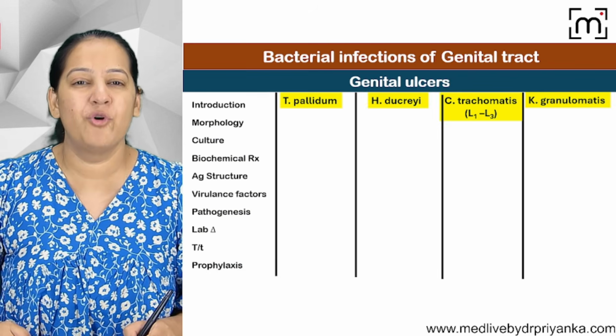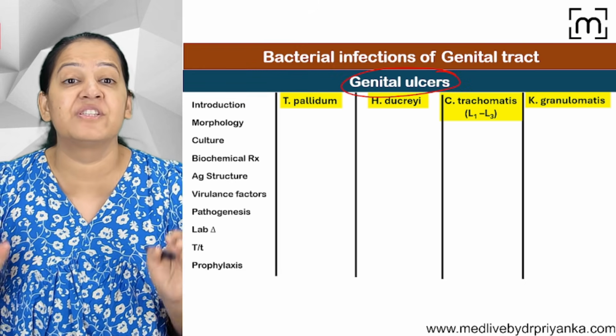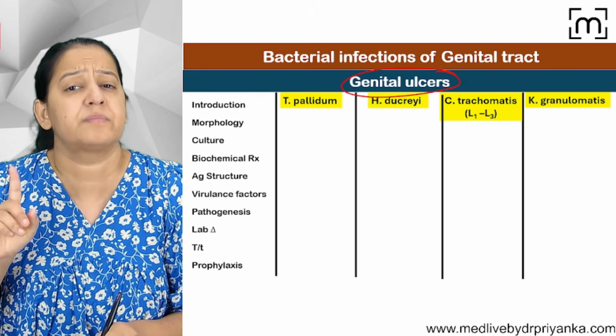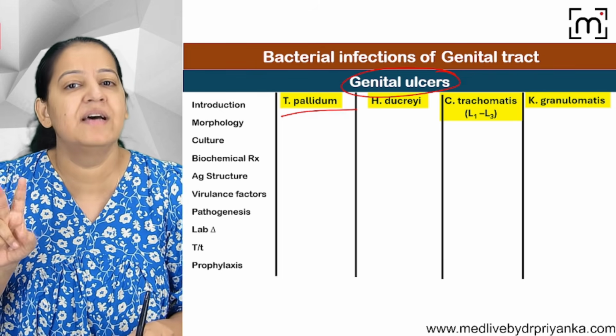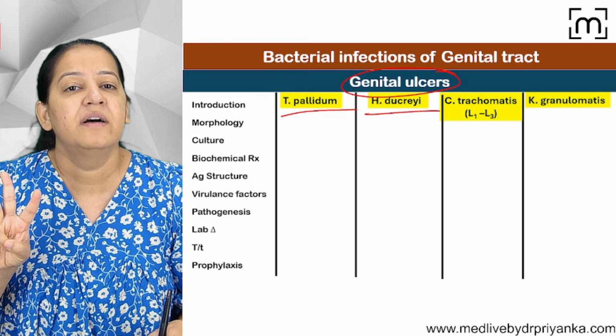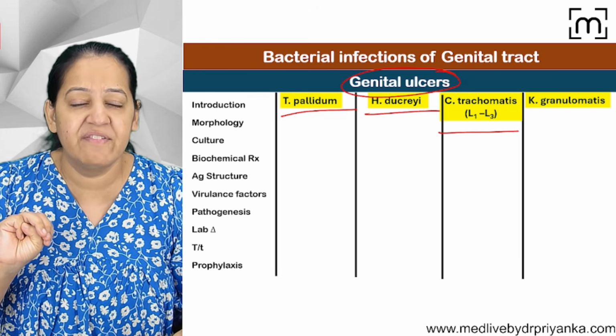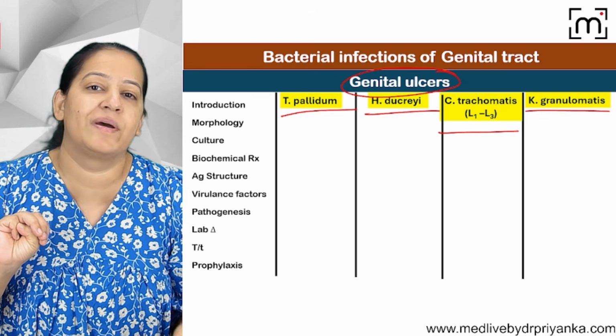You can see these are the 4 bacteria which cause genital ulcer. First, you learn their name. What are the 4 bacteria which cause genital ulcers? Treponema pallidum, that is syphilis. Haemophilus ducreyi, okay. Chlamydia trachomatis L1, L2, L3, that is LGV, they will cause LGV, and Klebsiella granulomatis.